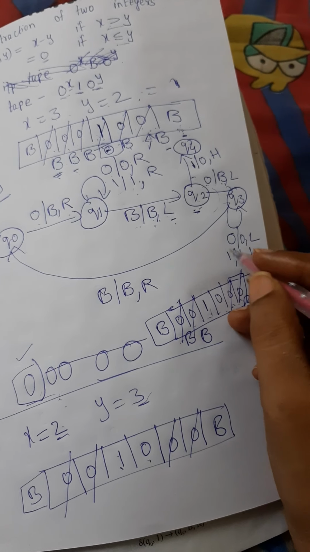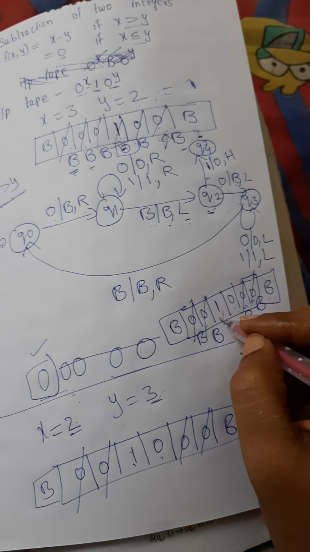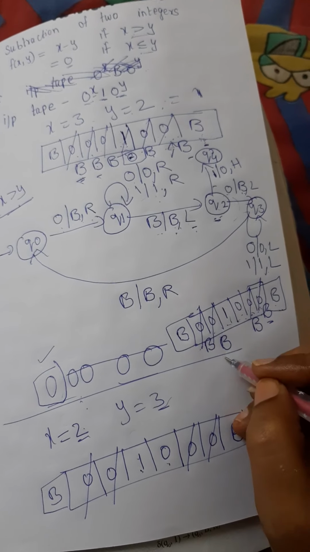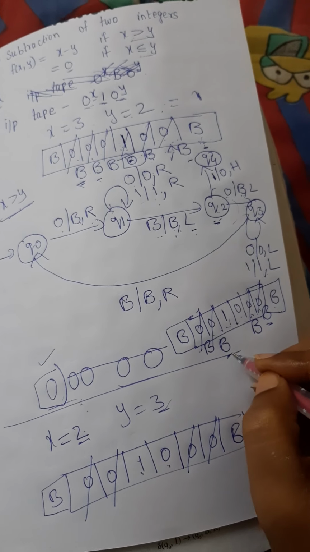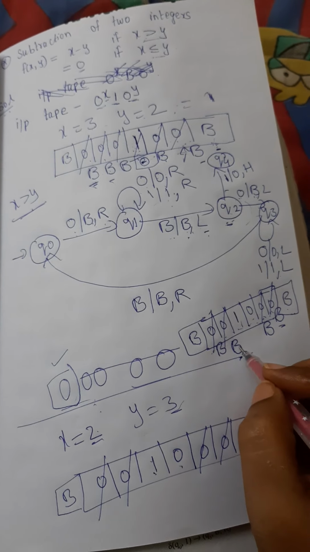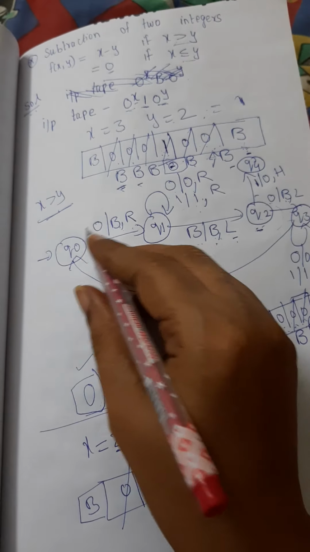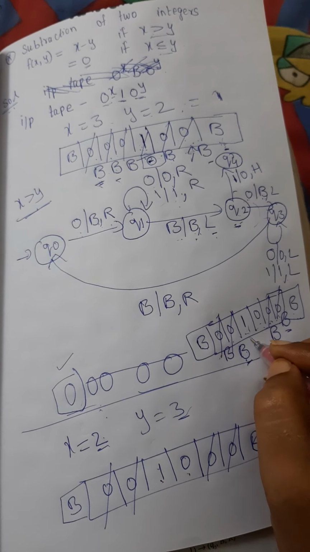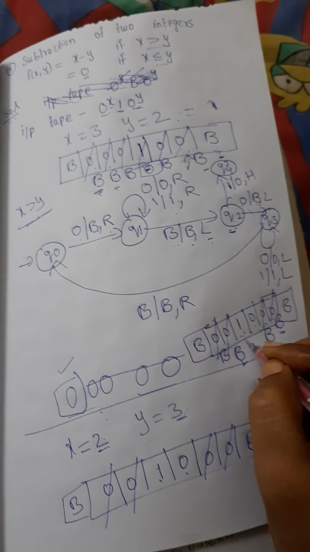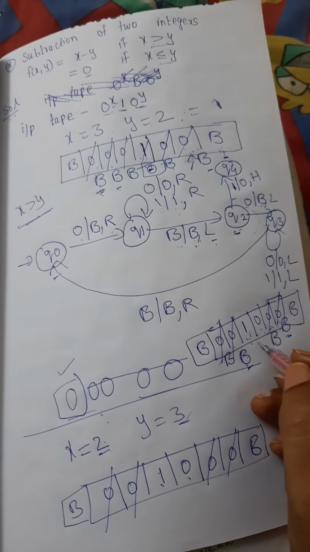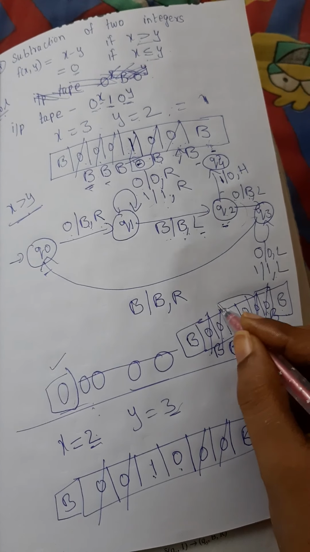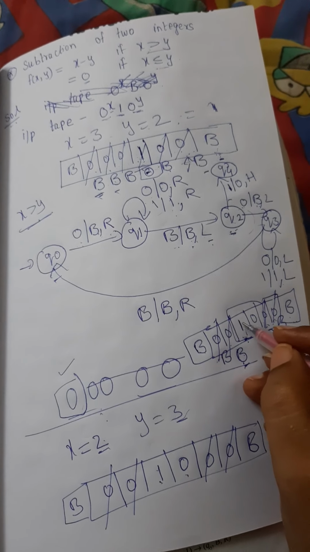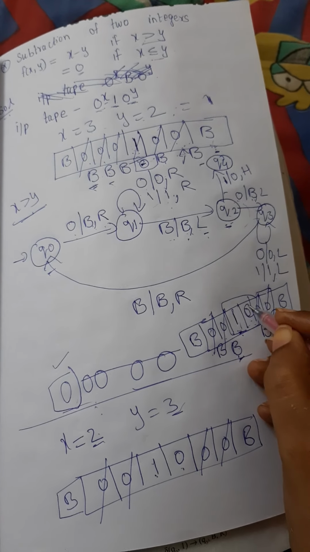So all the zeros and all the ones you are skipping. Now here you are at blank. So at blank again you are moving right. So when we are moving right here, you are in the state Q0. We are here. Still we have these values now. So we have 1 and here we have 0.